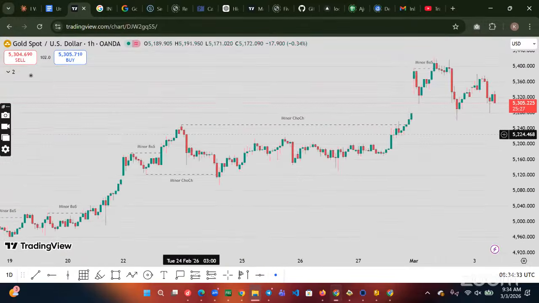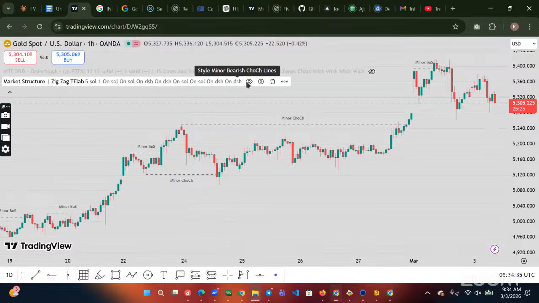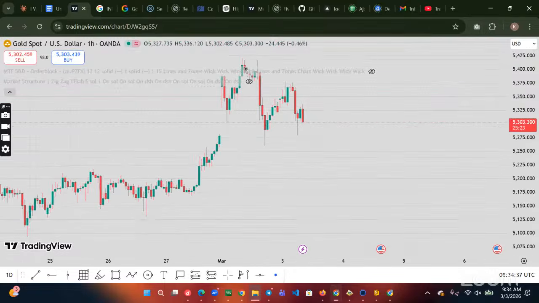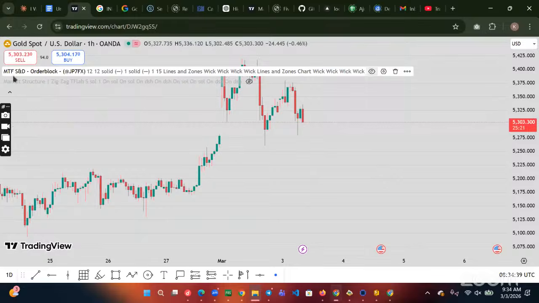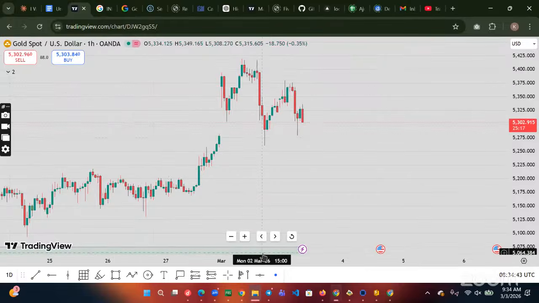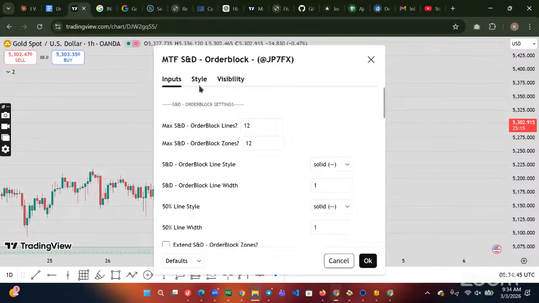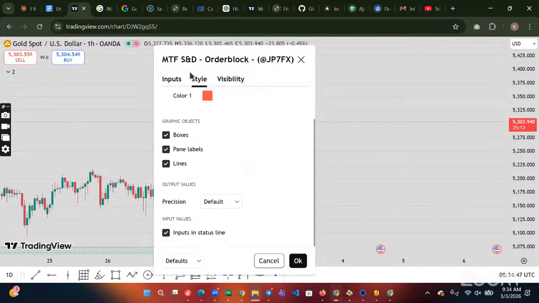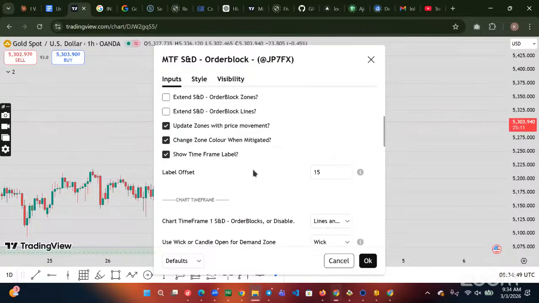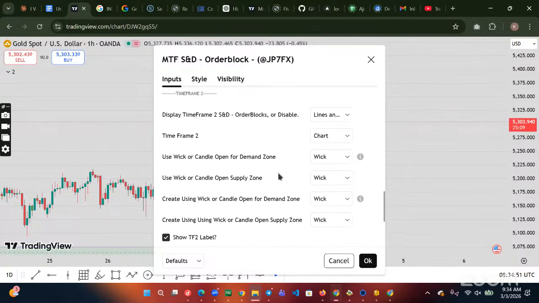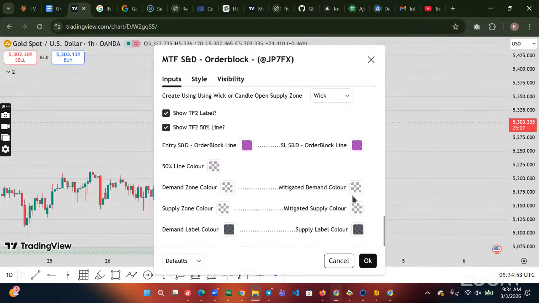All right, so I need something that plots this engulfing for me. So we have the multi-time frame order block. Why I like this too is because it gives me valid POIs. I can just go to the input and select the 4-hour POI on time frame 2.